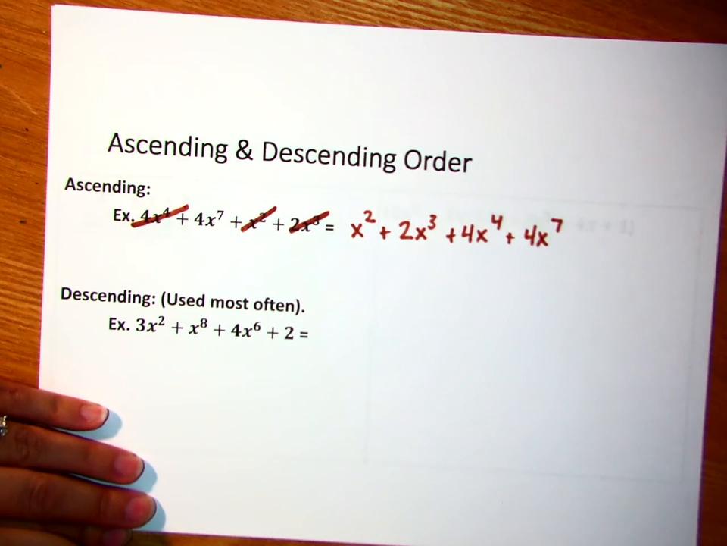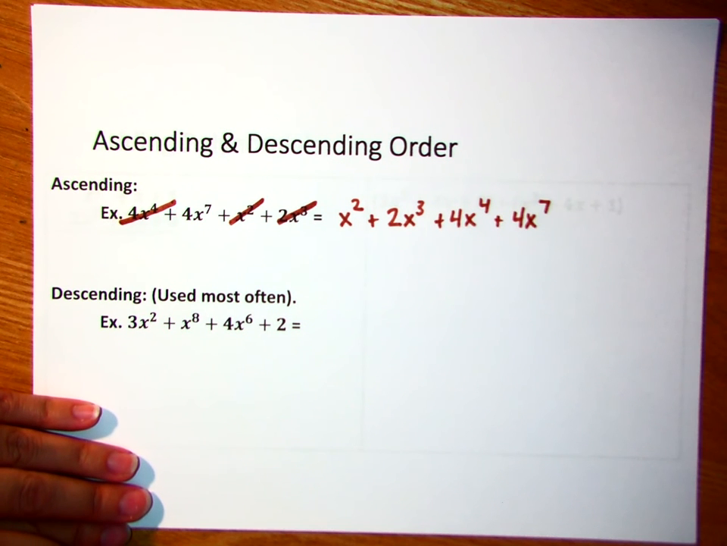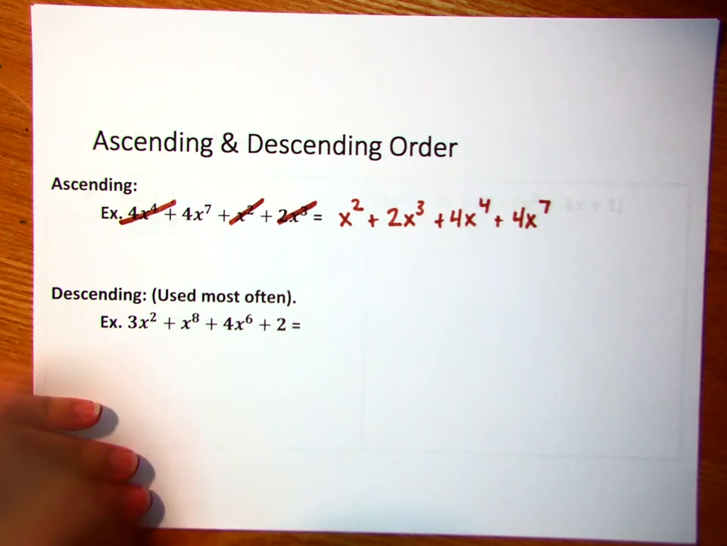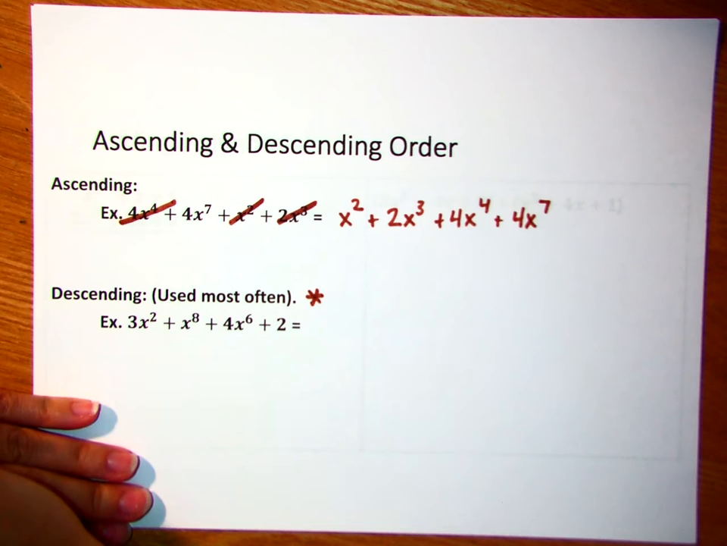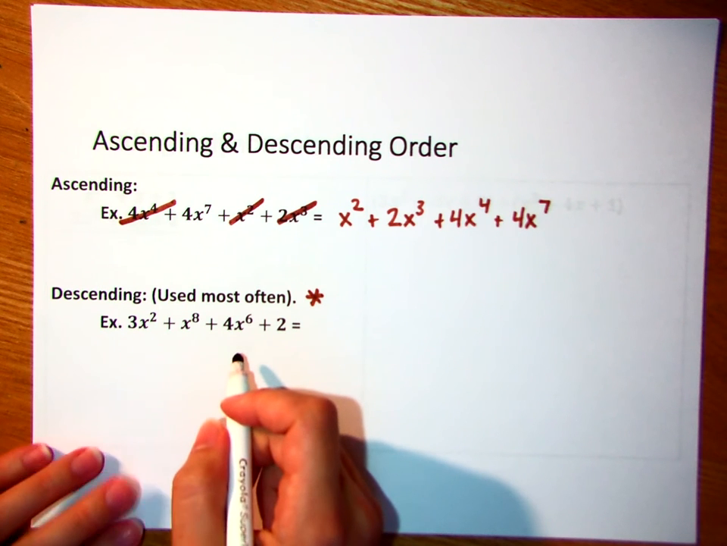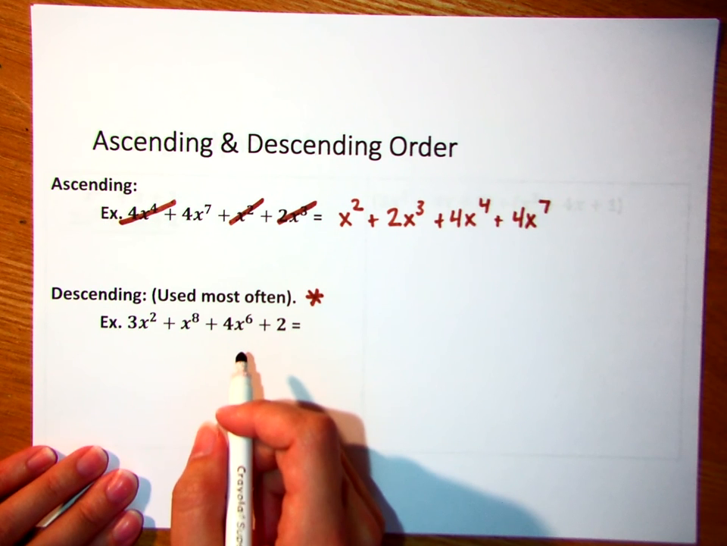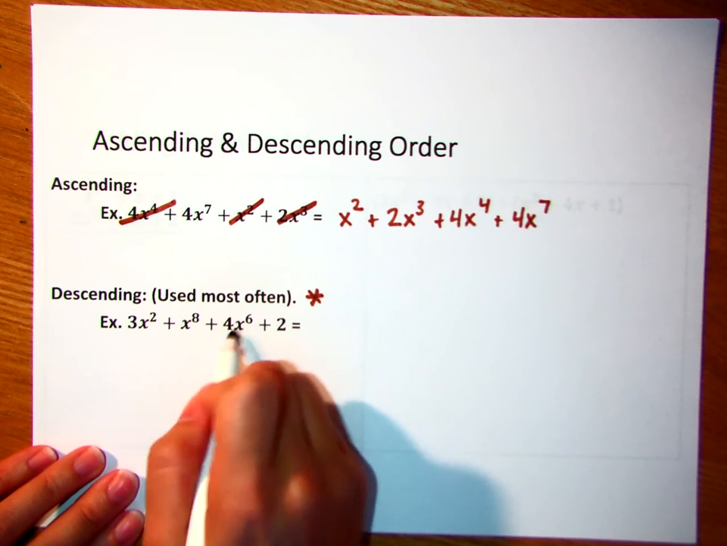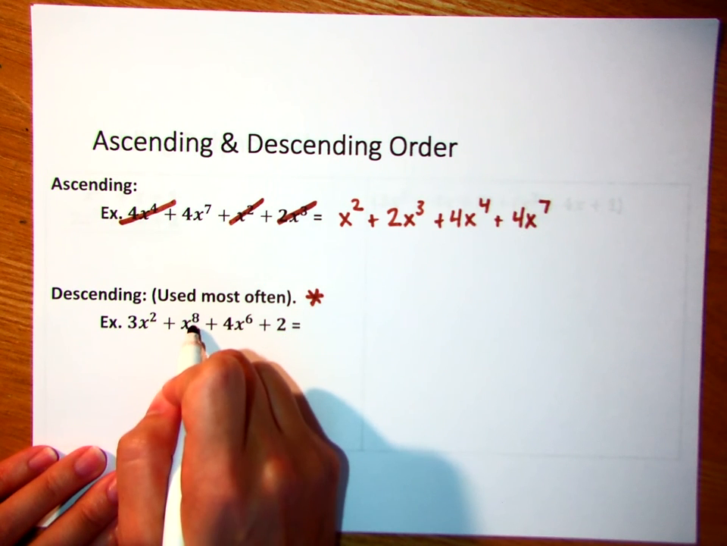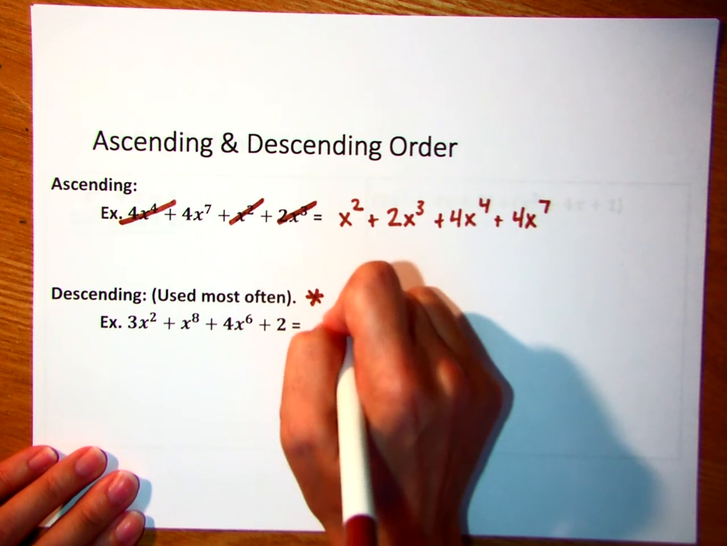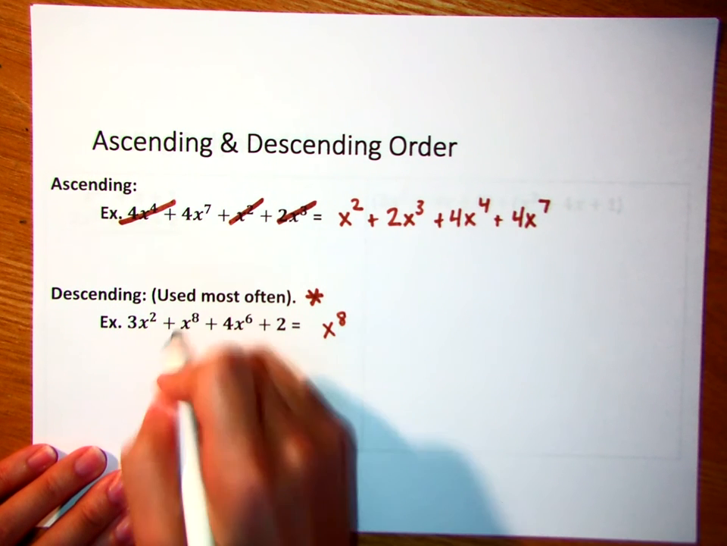The more common way we order polynomials is what we call descending order. This one's used most often, so this is the one we'll use in class. When we have descending order, we want it to go from the degree of the polynomial and get smaller. So let's look at the degree of this polynomial. Well, the largest exponent is 8, so the first term we're going to have is x to the 8th.